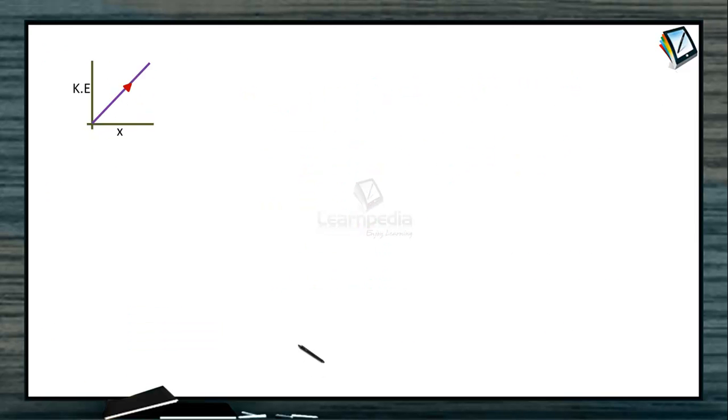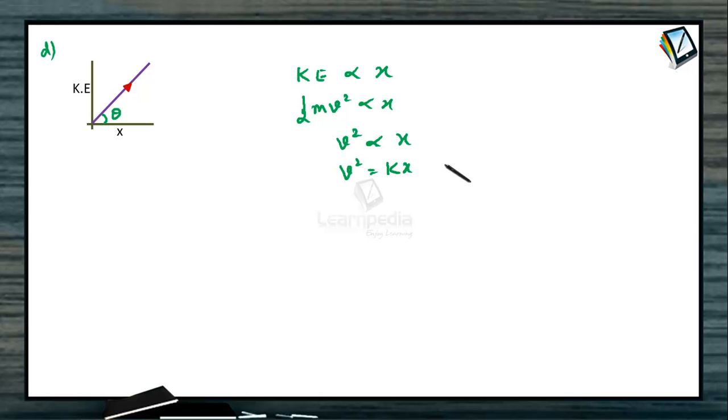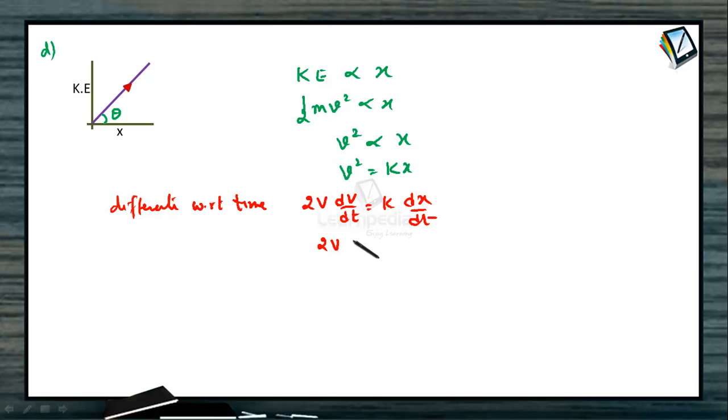Let us see the fourth graph, graph D. In this, kinetic energy versus x is given. So kinetic energy is proportional to x according to the graph, because this graph has a definite slope. Kinetic energy, half mv square, is proportional to x, or we conclude v square is proportional to x. We can write simply v square equals Kx. Now let us differentiate it with respect to time. 2v dv by dt is equal to K times dx by dt, which is K into v.